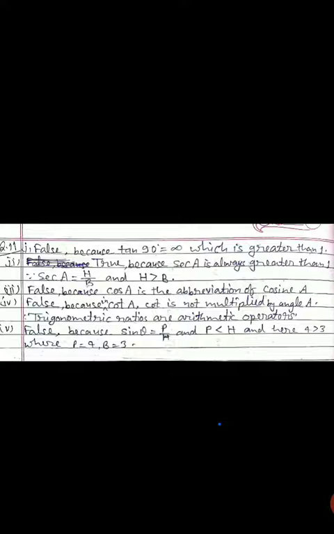Now the third part: cos A is the abbreviation used for the cosecant A. So it is false because cos is the abbreviation of cosine A, and the abbreviation of cosecant A is cosec A. Clear? Next, the fourth part: cot A is the product of cot and A. False, because in cot A, cot is not multiplied by angle A, since trigonometric ratios are not multipliers. Clear?